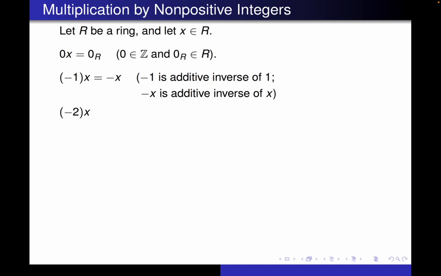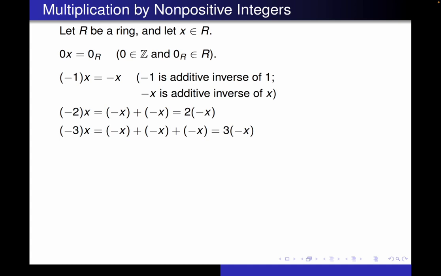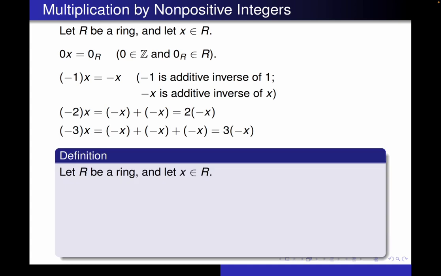For -2 times x, it makes sense that that should be two negative x's, right? -x plus -x. And that is, by definition, 2 times -x. For -3 times x, it makes sense that that should be -x plus -x plus -x, 3 of them, right? And by definition, again, when we add something to itself 3 times, that is 3 times -x. And I should note that 2 times -x and 3 times -x are quantities that we have already defined. We've already defined what it means to multiply any ring element, whether it be x or -x, by a natural number. So this suggests the following definition.